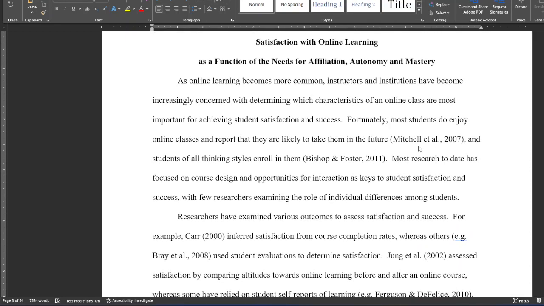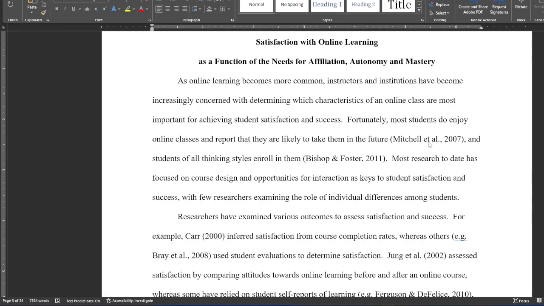If you have 3 or more authors, every single time you cite them, you list the first author's last name, followed by these Latin words et al. Et means and, and al is the shortened version of the Latin word for others. So it needs a period after it because it's a shortened version of a word, and then a comma if you're doing this within the parentheses. So it's Mitchell et al., period, comma, and then the year of publication.